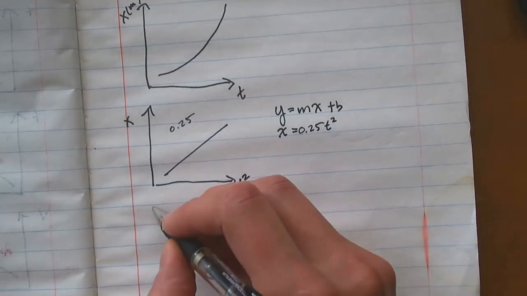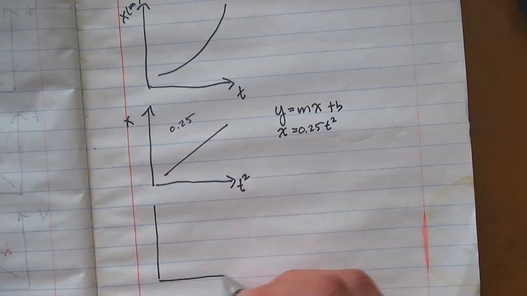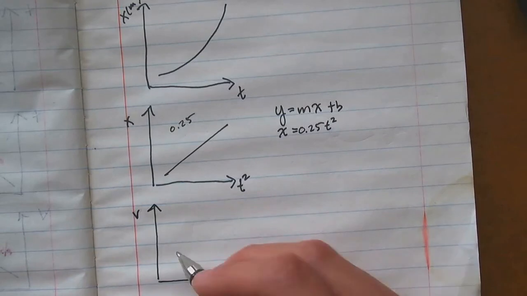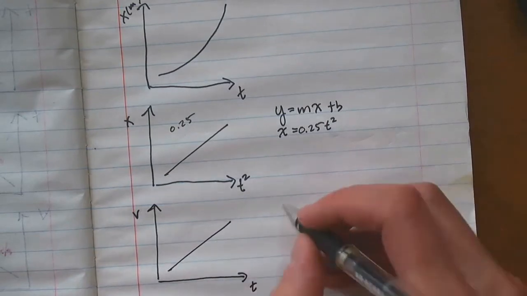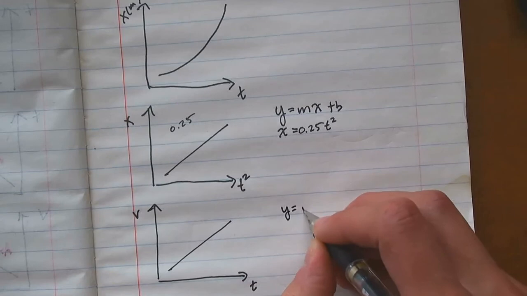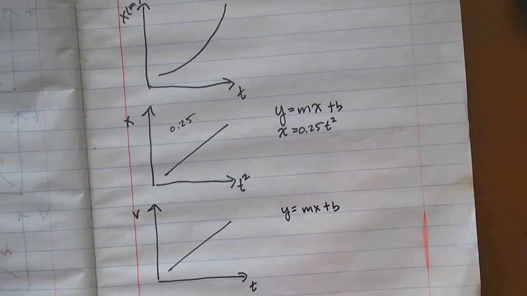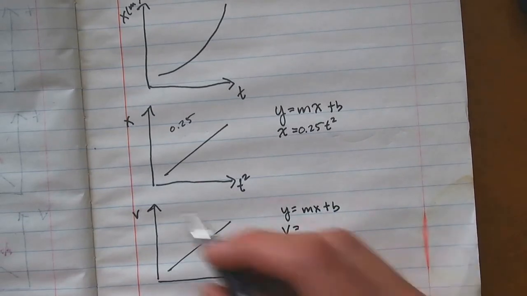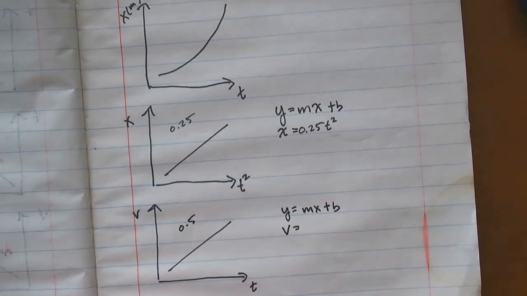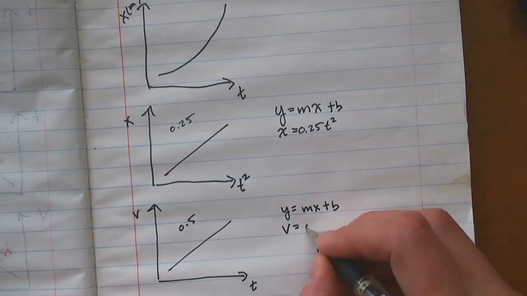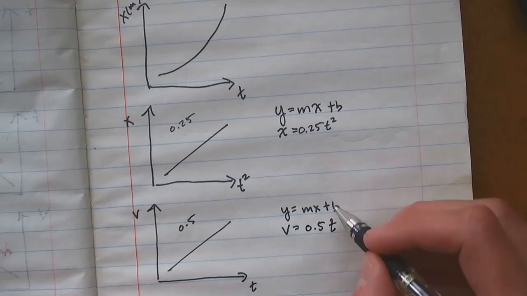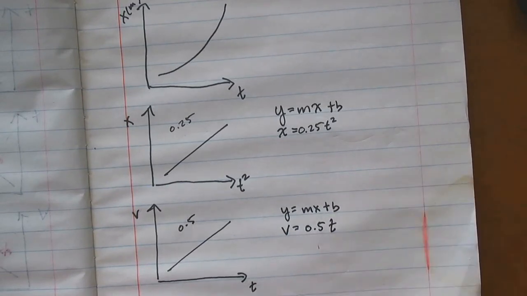Then we made a velocity versus time graph, also linear, following the y equals mx plus b equation. We are going to get velocity is equal to, and if you look at the slope of this one, you should get somewhere around 0.5. So we have 0.5 t for our equation. Again, the y-intercept should be fairly small. So these are the 3 graphs that we have.